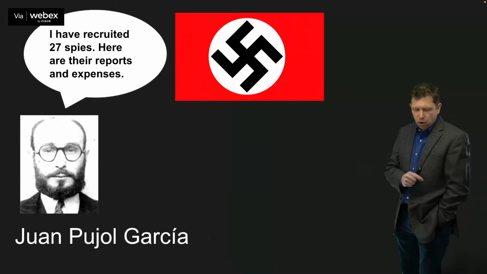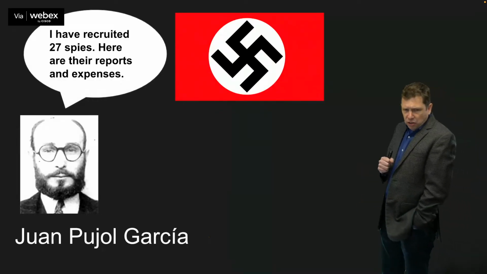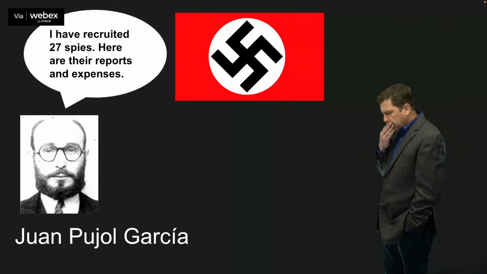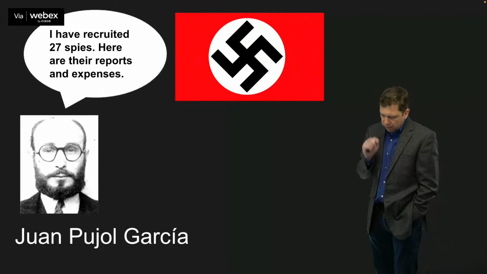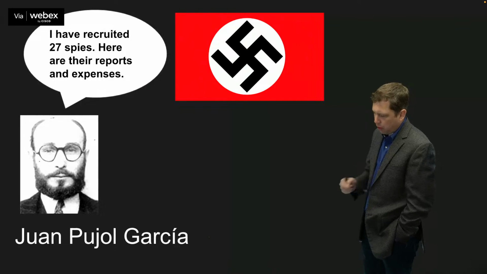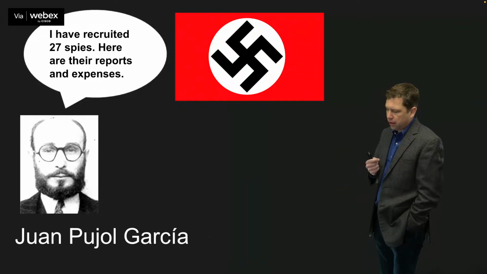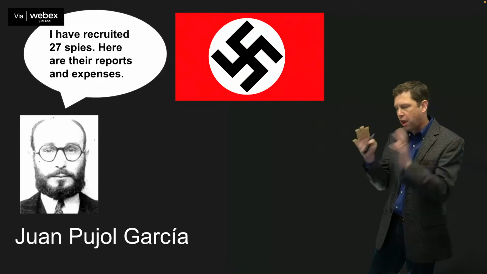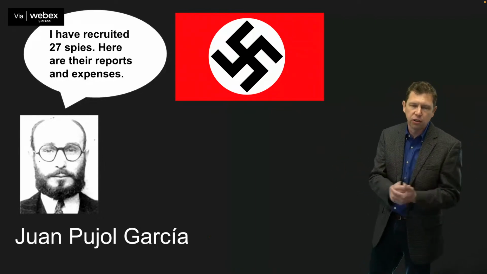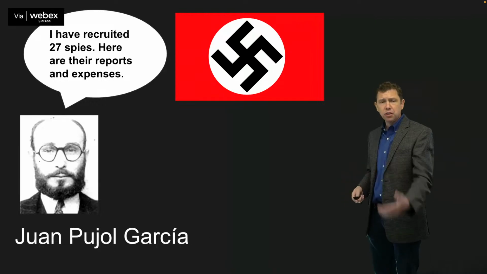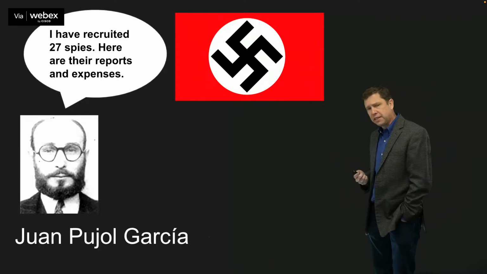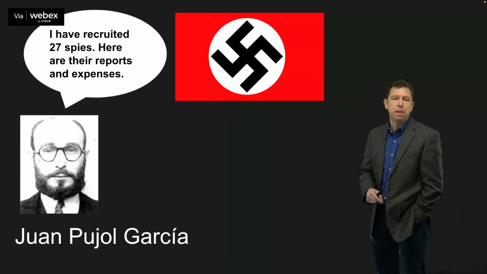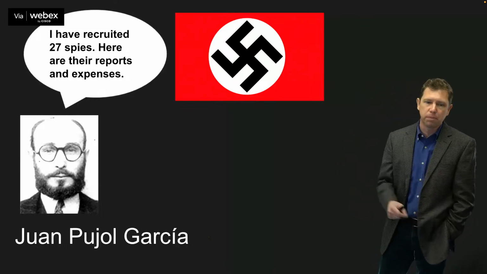Okay, back to our story, back to Pujo. So Pujo goes back to the Nazis, and I think he actually did this, or started doing this, even before he got back in contact with Britain. And I'm simplifying things here. I believe he actually contacted somebody in the US who got with Britain and said, hey, you really need to take this guy seriously. Anyway, he goes back to the Nazis and says, hey, I've recruited 27 spies. Here are their reports and all their expenses.